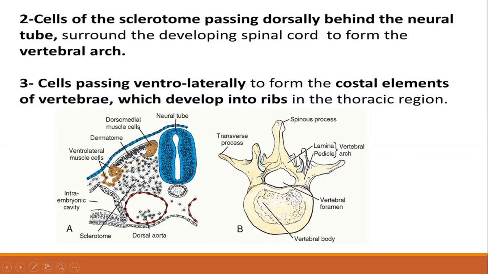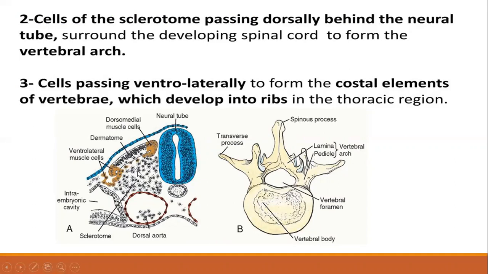The sclerotomic cells are going to take 3 parts. Either they are going to pass ventromedially, and form this ventromedial structure, the vertebral body. Some of the cells pass backwards and dorsally behind the neural tube, and they are going to surround the developing spinal cord. They are going to form this vertebral arch and the spinous process. Some of the sclerotome pass laterally, and these are going to form the transverse process.